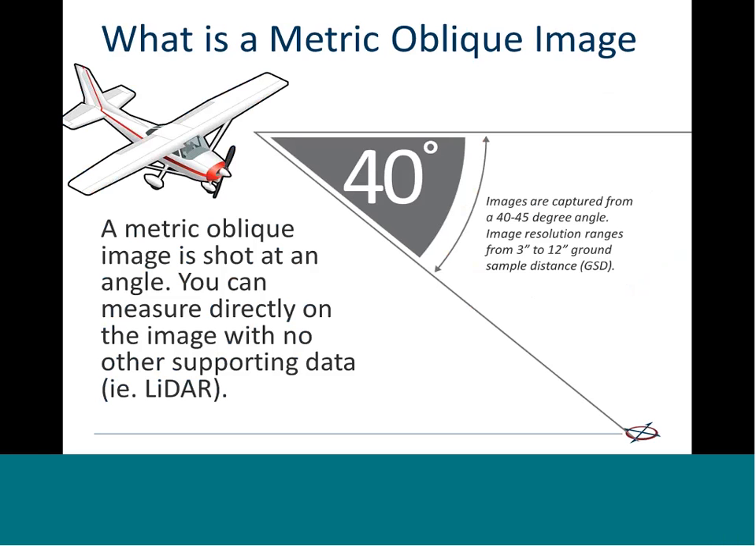The difference between that and a metric oblique is that metric oblique enables the user to interactively measure any particular aspect of that image without other supporting data, like a LiDAR data set or a stereo pair. From a single image, you can make direct measurements. I'm going to get a bit more into that, but let's talk a bit more about this concept of oblique.